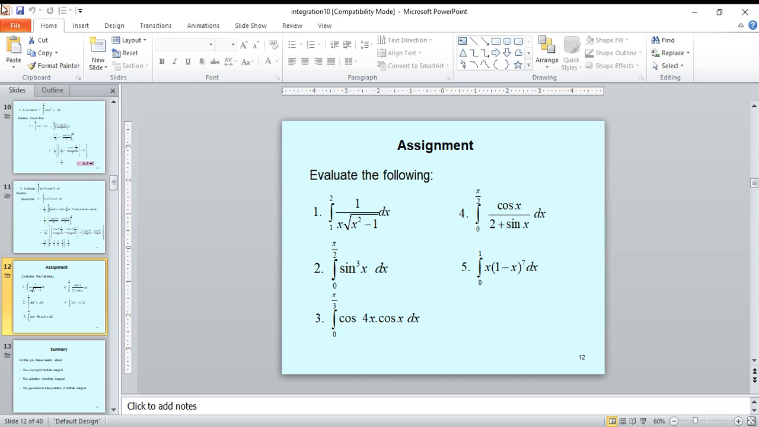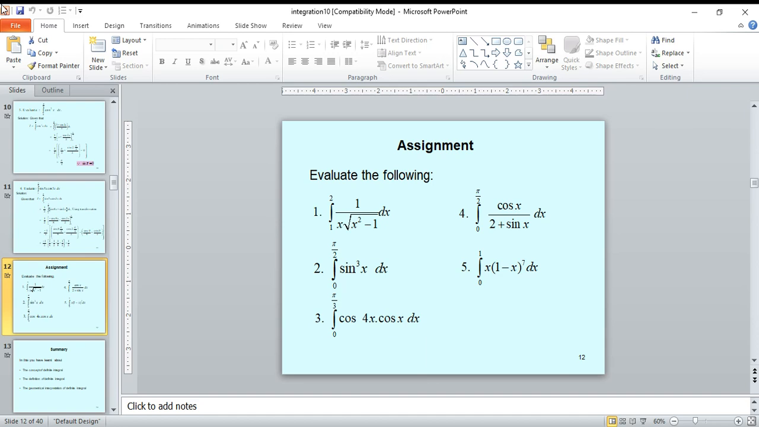Cos 4x cos x, use the cos a cos b formula. 2 cos a cos b equal to cos a plus b plus cos a minus b. That will give cos 5x plus cos 3x. Integration of cos is sine. Apply upper interval, lower interval. The fourth question is also very easy.